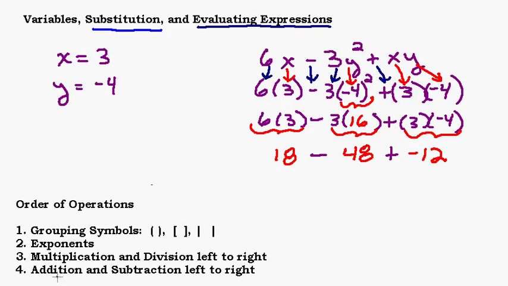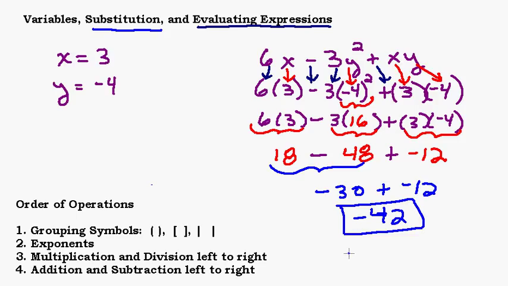And now we do our addition and subtraction left to right. That's our step 4, addition, subtraction left to right. So 18 take away 48 would be -30, and then we'll bring down the plus -12, which is -42, and that's our answer.